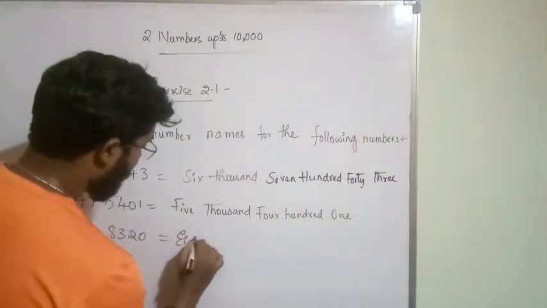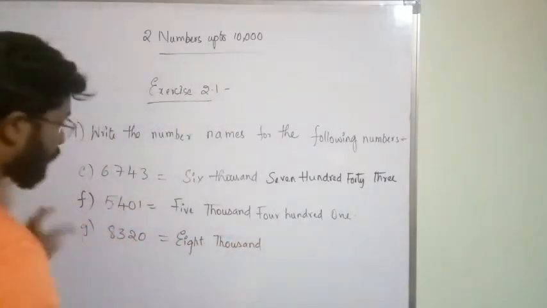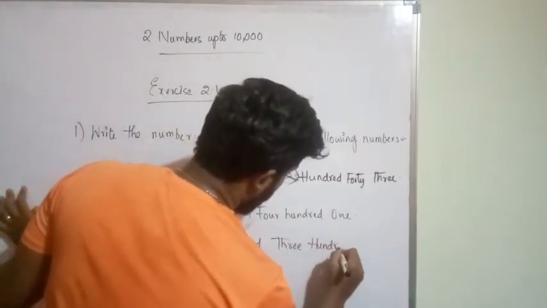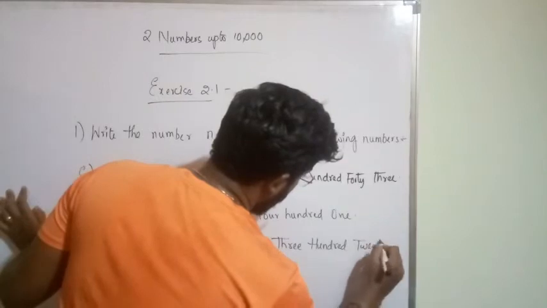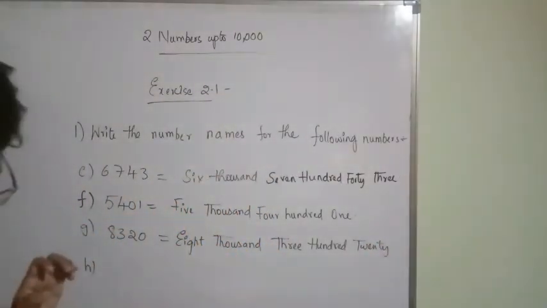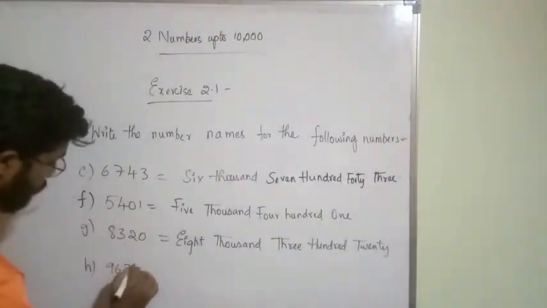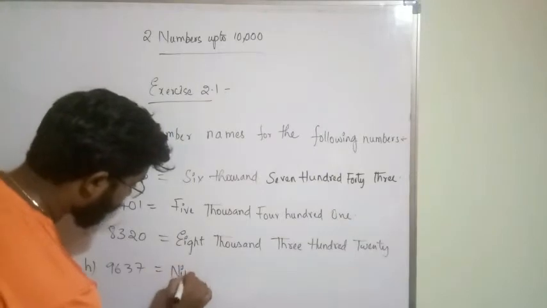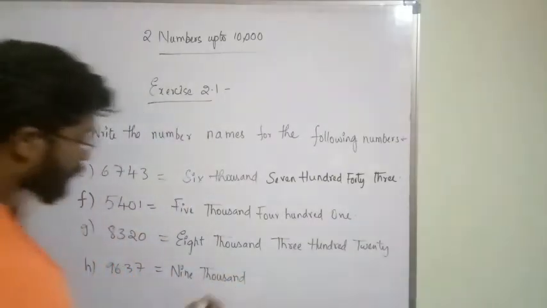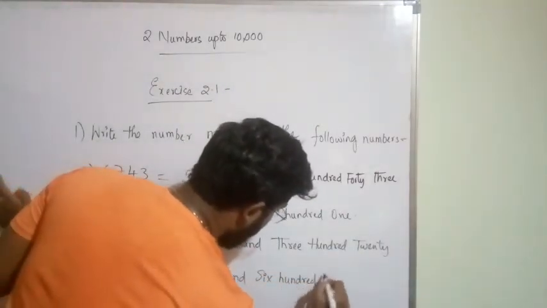9637. 9600. 37. Okay, that is the answer, 9637. Okay, clear. So H is completed. Up to H, this is completed. So your first bit is completed. Clear? Your first bit is completed.